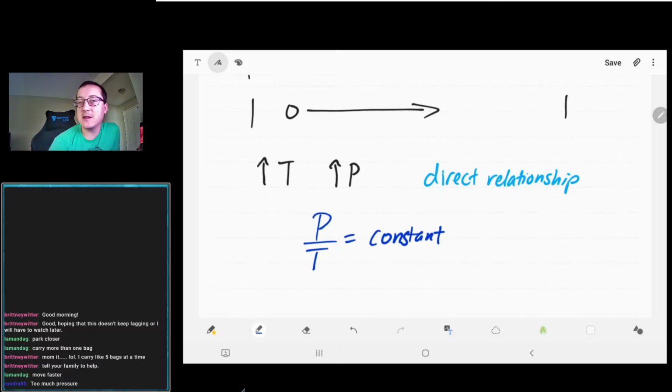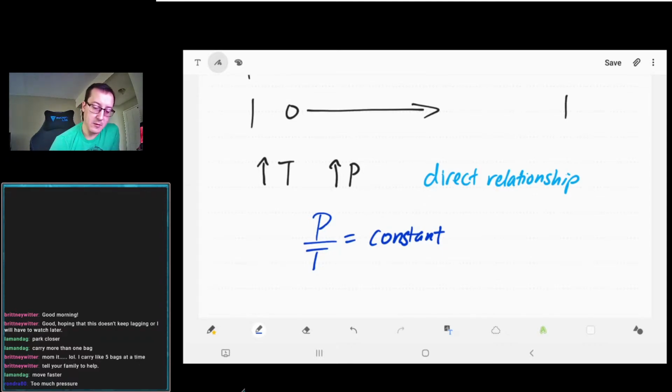Whenever I write constant, it's just some number. I have no idea what the number would be. It's going to be different for different gases and stuff, but it is just some number, whatever it is. And so your pressure and temperature for a particular sample will always be constant if you relate them together this way.